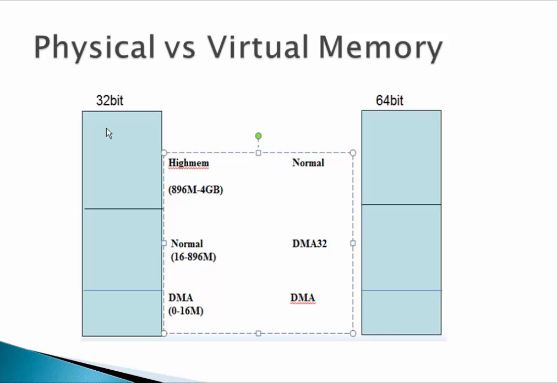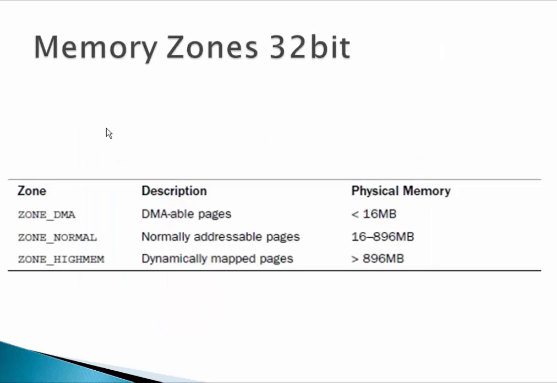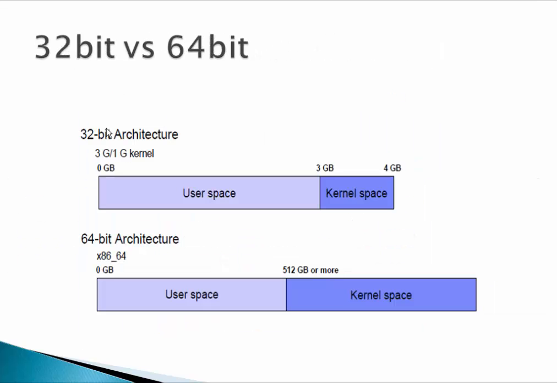One of the major reasons why most people or companies go for a 64-bit system is that a 32-bit system has some limitations. In a 32-bit system, the split between user space and kernel space is 3 to 1. So 3 GB is for user space and 1 GB is for kernel space. In the case of a 64-bit system, there is no such limitation.